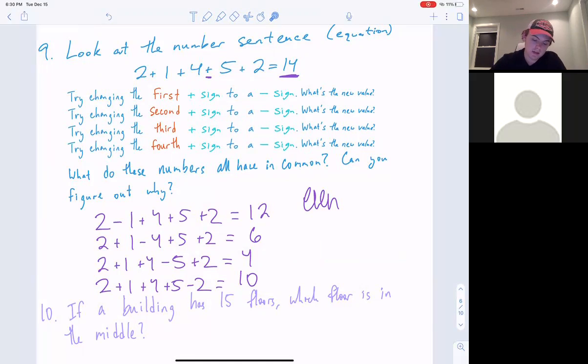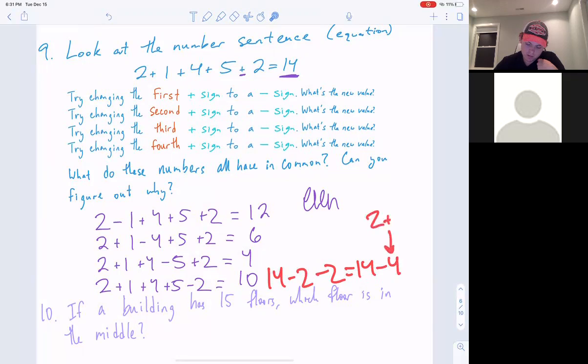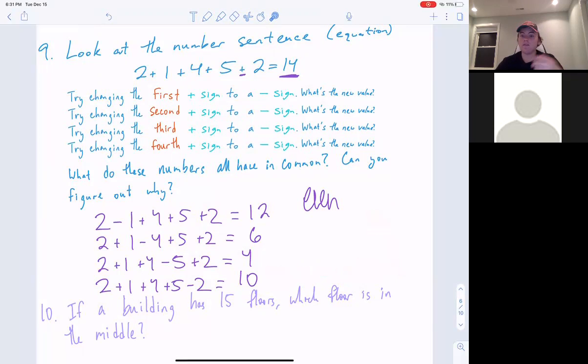The same thing goes if I were to replace this plus with a minus. I start with 14. I take away 2 to get rid of the plus, and then I take away 2 again to add in a minus. And so I would have here 14 minus 2 minus 2, which is 14 minus 4, right? And 4 is even because it's 2 plus 2. And so if I subtract an even number from an even number, I get an even number. We'll talk about that a little bit more later. So that's all I'll say about it for now.